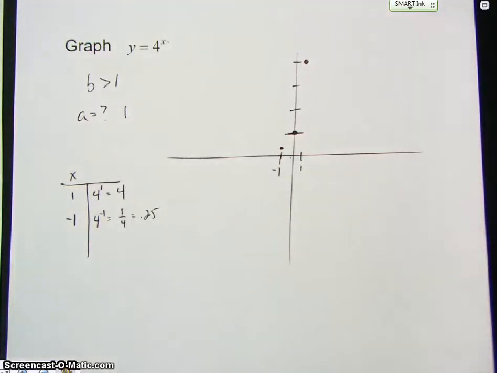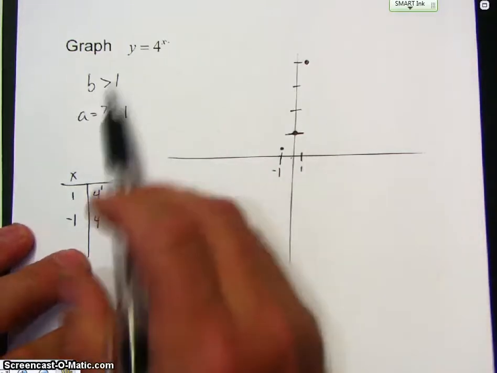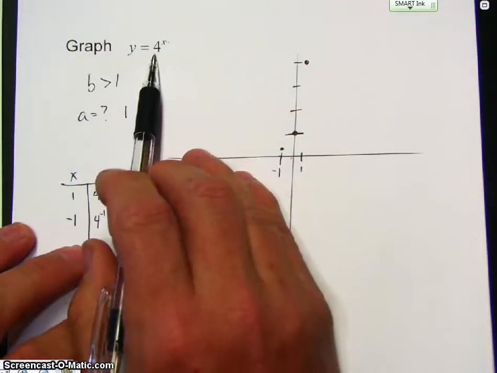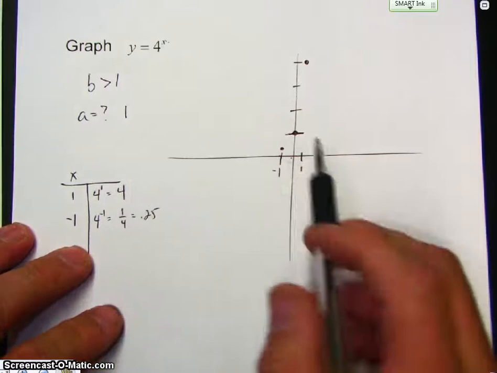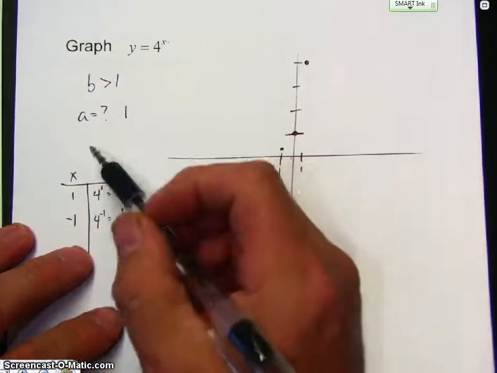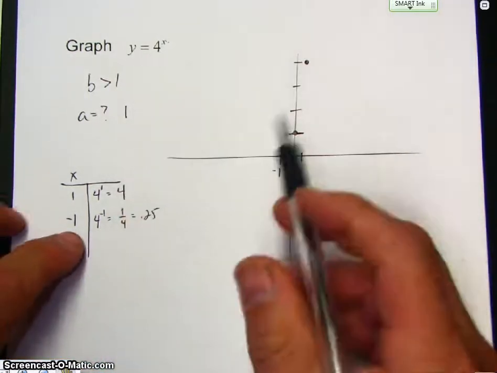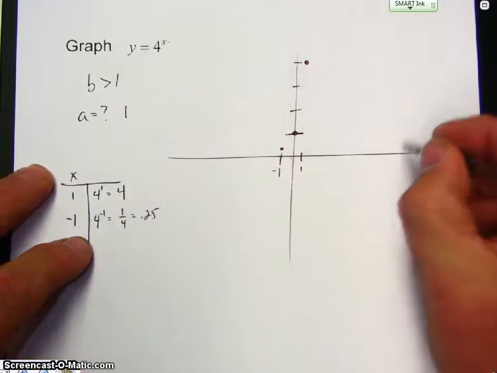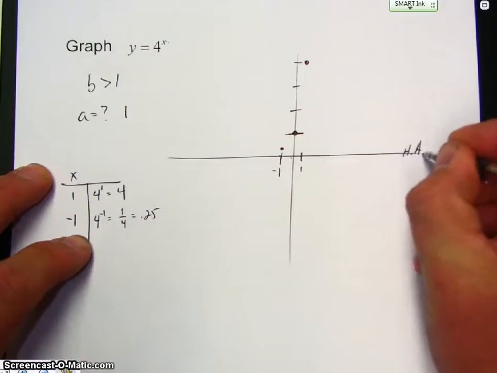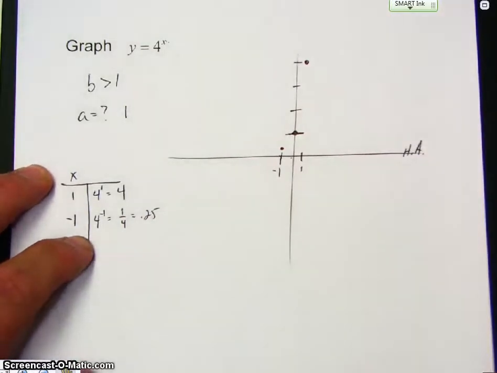Now we plotted the points, now we sketch a curve. Now remember, since this is, excuse me, I had a little brain fart. What we're going to do here is, now you have to remember, my horizontal asymptote is the x-axis, so that means it cannot cross the x-axis or touch it.